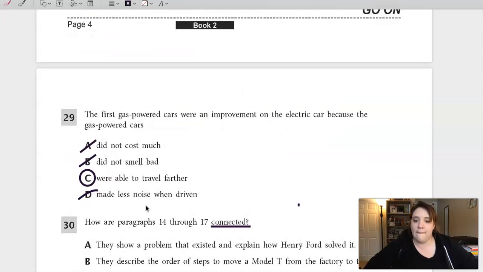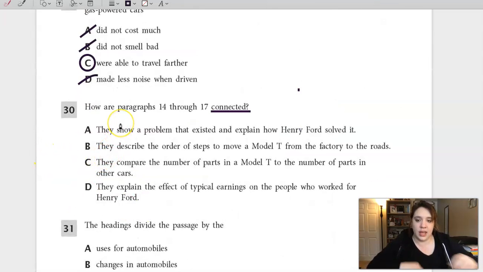Okay. So, they show a problem that existed and explain how Henry Ford solved it. They describe the order of steps made. Well, I know already that's not right, even though I probably should read them all first. This one to me I know isn't. They compare the number of parts of the Model T to the number of parts of another car. Or they explain the effects on a typical earning person who worked for Henry Ford. Again, this is one that I know for sure.